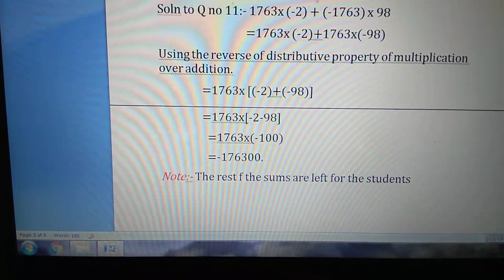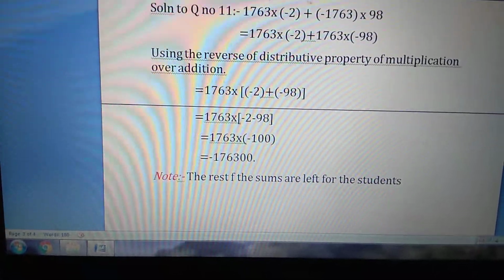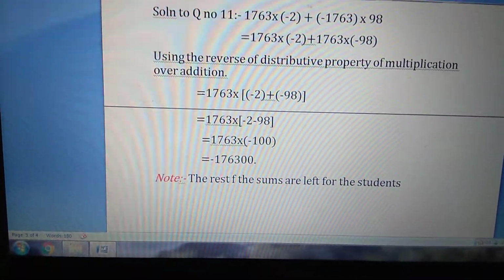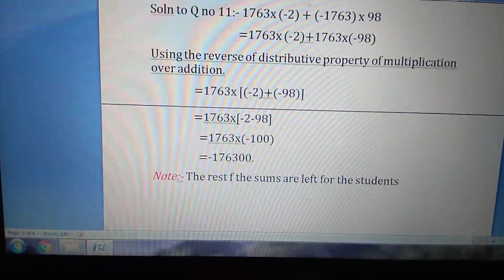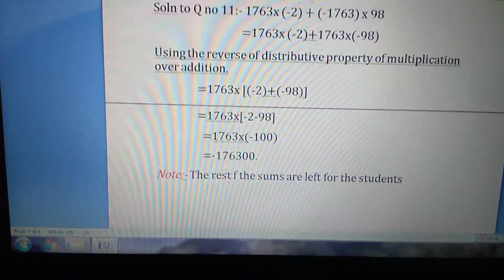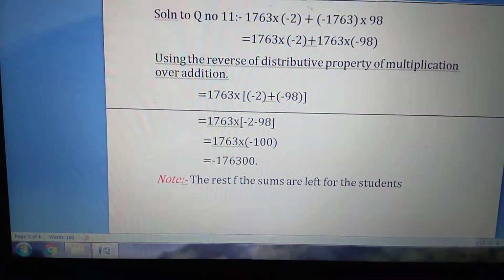And here in the book only 2 simplifications are given. The students are asked to follow the R.D. Sharma book, the last exercise of this integers chapter. There are lots of simplifications provided. So you can go through that and we will do those sums in our revision classes.